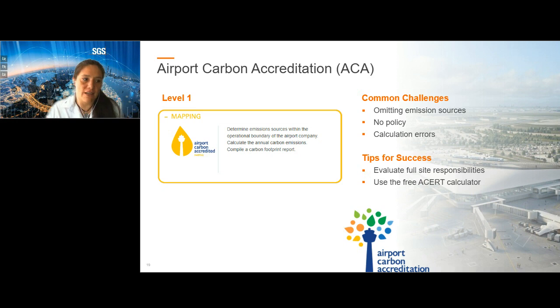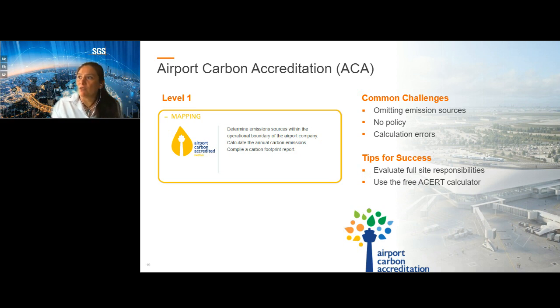So what are common challenges in level 1? Sometimes the airports omit emission sources. When we go to the site, we are walking and then suddenly we see a wastewater treatment plant. They didn't consider that before, but we tell them, hey, this is an emission source that was not considered, or we see an incinerator. That's why it's so important to make the site visit, because through it we go to all the parts of the airport. We see if they have an incinerator, a sterilization area for international waste, wastewater treatment plants, septic tanks, and we can also see the electricity meters and the gas meters.